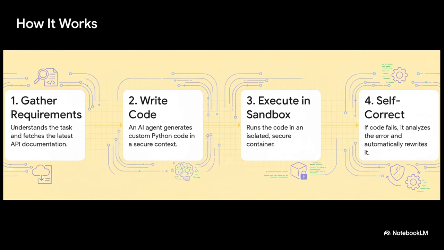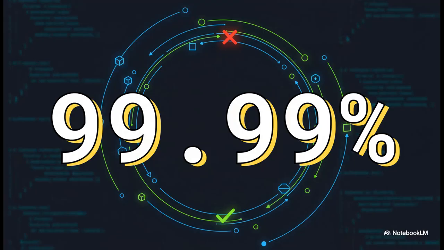It runs that code in a completely isolated, secure sandbox. And here's the kicker, the most amazing part. If the code fails for any reason, it looks at the error, figures out what went wrong, rewrites the code to fix the bug, and just tries again. So what happens when you have an AI that can fix its own mistakes in real time? You get this, a 99.99% success rate. It doesn't have to get it perfect on the first shot. It literally learns from its mistakes on the fly, just like a human developer would, which means the job gets done, and it gets done reliably every single time.